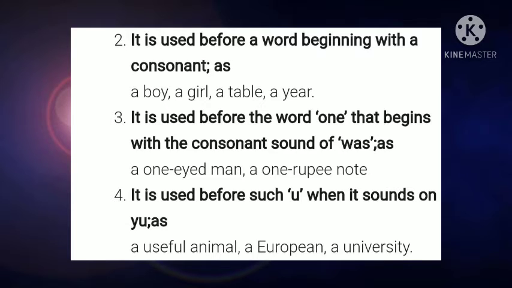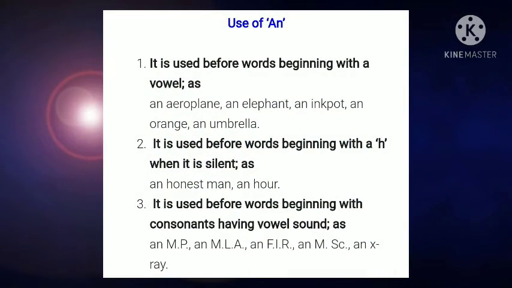Next, we will see where to use the article an. The first condition is that it is used before words beginning with a vowel. Whenever the word starts with the vowel letters a, e, i, o, u, you have to use the article an. For example, an aeroplane, an elephant, an ink pot, an orange, an umbrella.